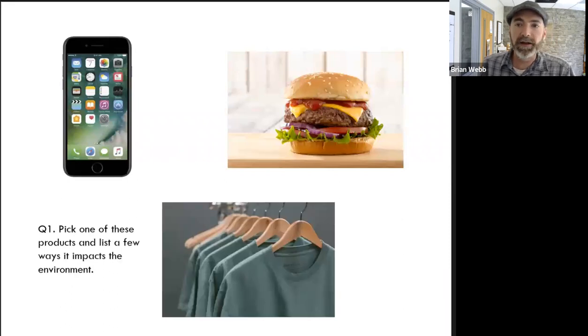So pause the video here. I want you to pick one of these three products here and list a few of the ways that it impacts the environment. Just think of whatever you can related to potential ways that one of these products could impact the environment around it. So go ahead and pause and make that list.